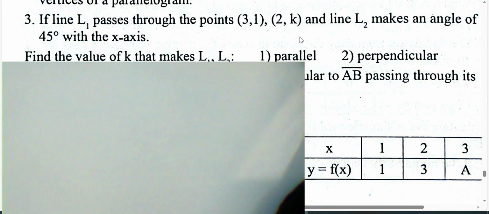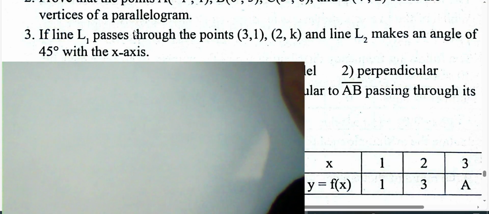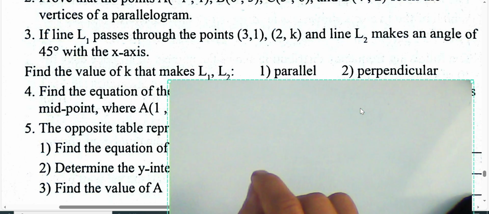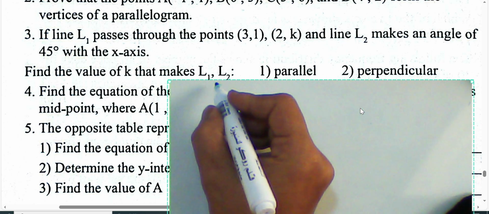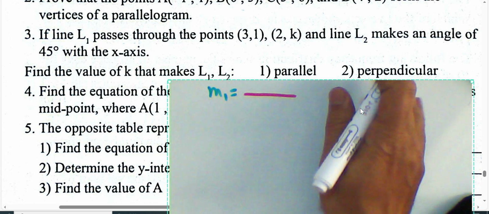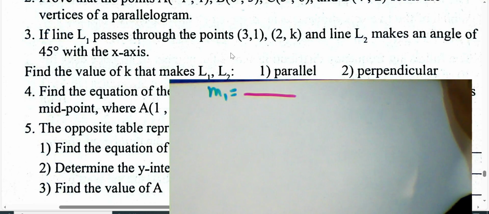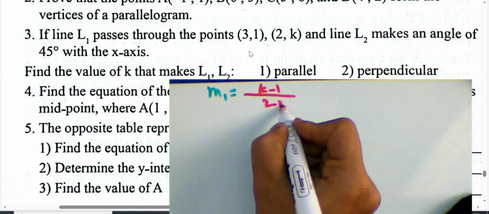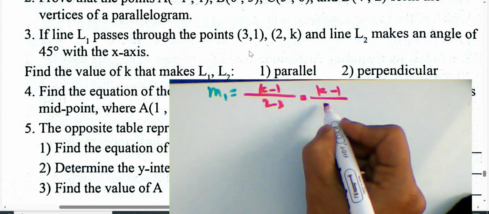Next question. Line 1 passes through the points (3, 1) and (2, k), and line 2 makes an angle of 45 degrees. Find the value of k in two conditions: the first condition parallel and the second condition perpendicular. Okay, first step, I will find slope 1. Slope 1 equals y2 minus y1, passing through points (3, 1) and (2, k), so k minus 1 over 2 minus 3, which is k minus 1 over negative 1.